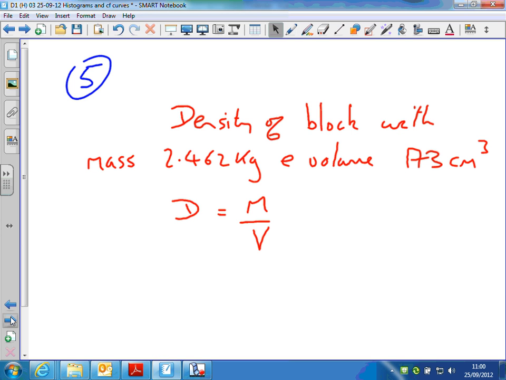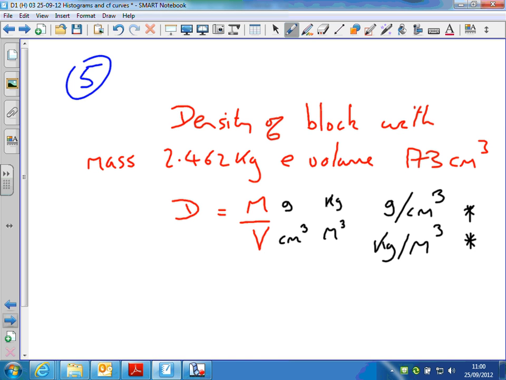Anybody know a unit for density? For materials, have you used it at all in your materials work? Grams per cubic centimetre or kilograms per cubic metre are two accepted units for density. And they give you the formula. So if you remember the unit, you've got the formula.